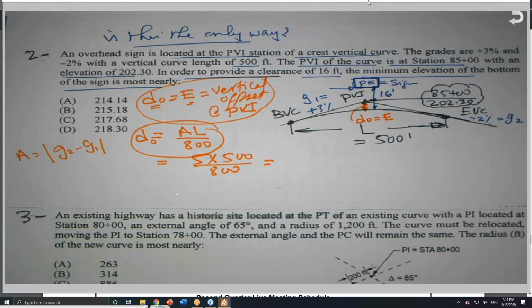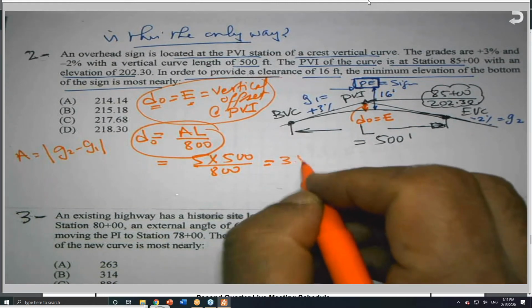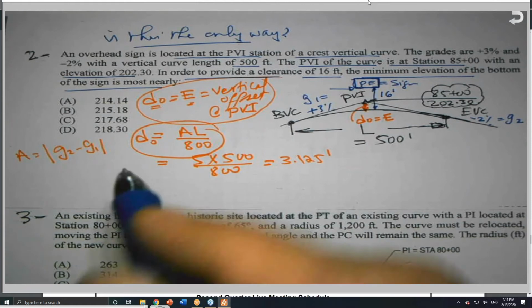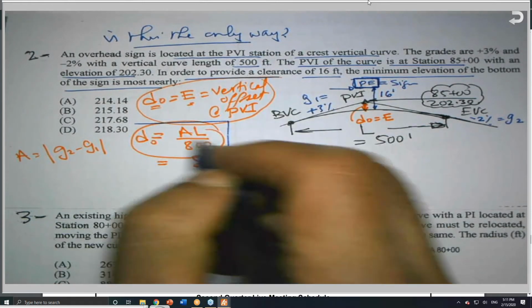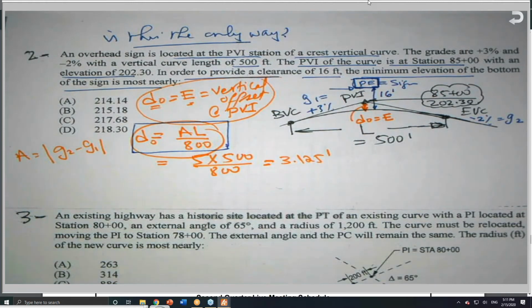This number, and I know you have some questions, will give you 3.125 feet, if my math is correct. First of all, locate the equation in my book, in chapter 10, by the way. At the end of chapter 10 of my textbook, you'll find this equation there.